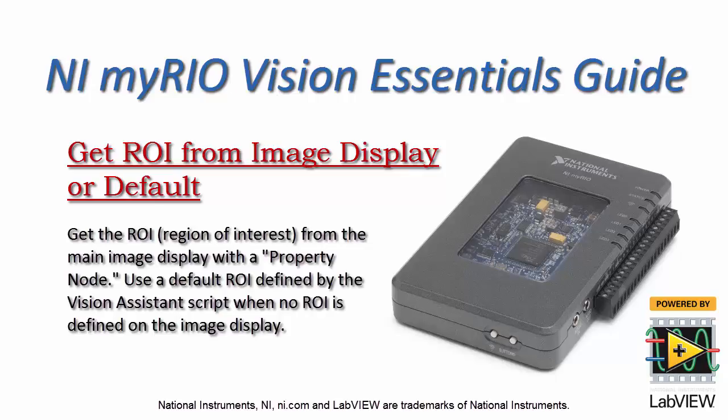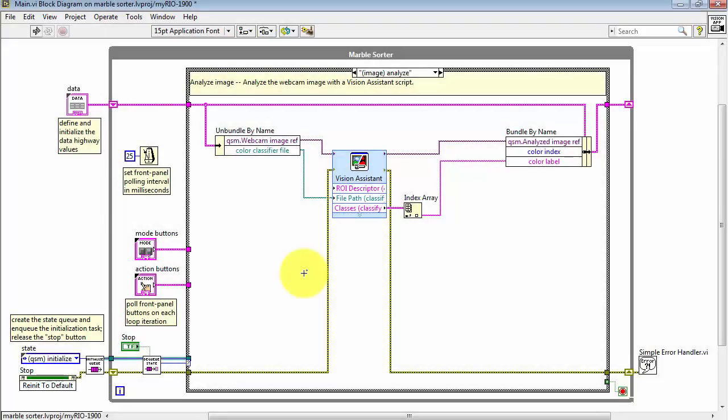Let's learn how to get the region of interest from the image display or use a default value if that ROI has not been defined on the image display. Eventually, I need the value to be plugged in right here. This is the ROI input for the Vision Assistant Express VI.